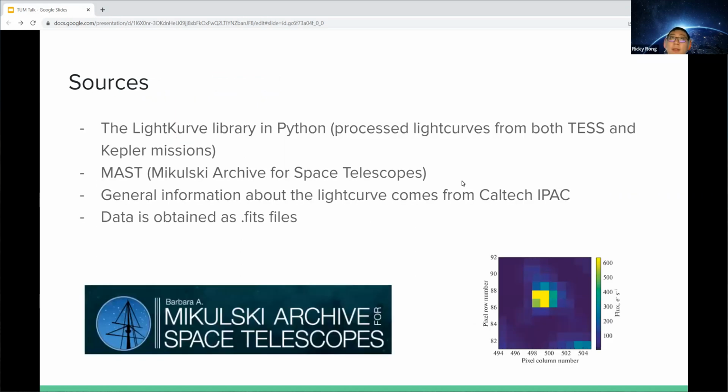So let me talk a bit about our data sources. Primarily, we've just worked with the lightkurve library in Python. So that's lightkurve with a K. This library is useful because it has data for both the TESS and the Kepler missions. TESS is the slightly newer one, where even professional astronomers are still working on exoplanet detection.